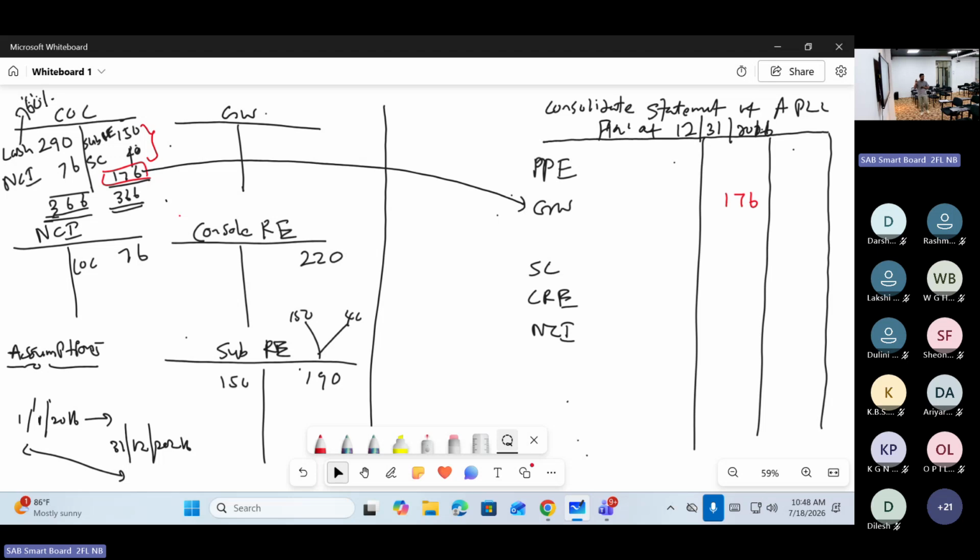We are okay with 176. Then what we are going to do then? Then you have to come to the subsidiary retained earnings account. Subsidiary retained earnings account. What are we supposed to do then?